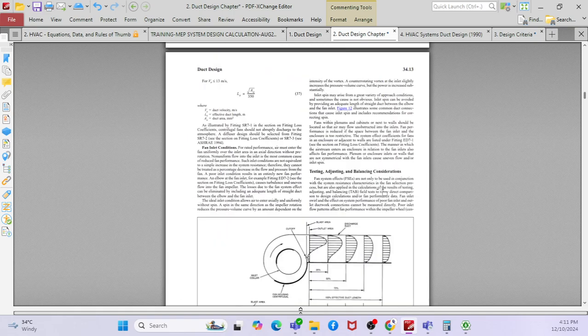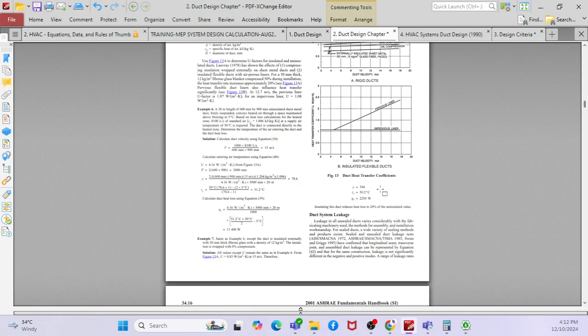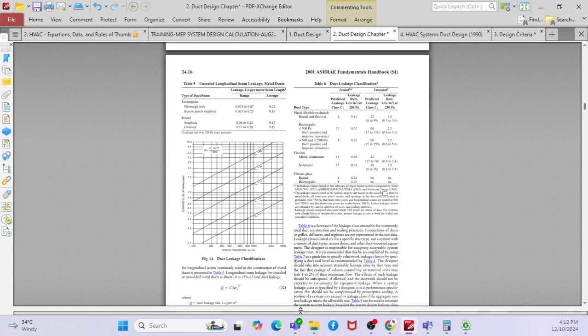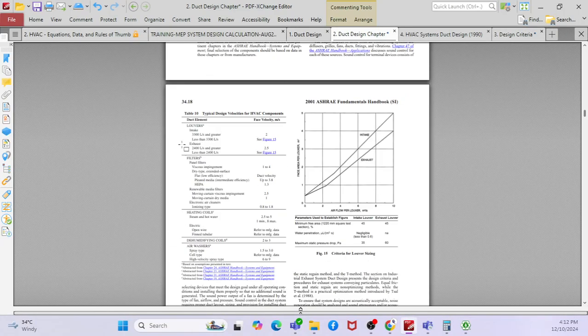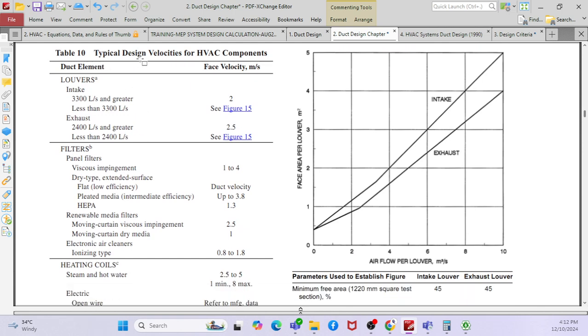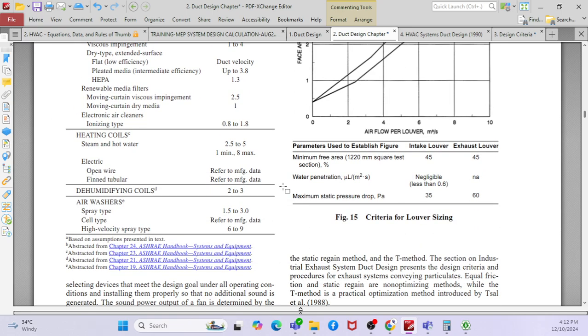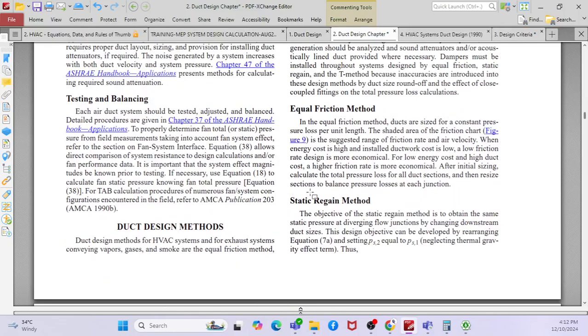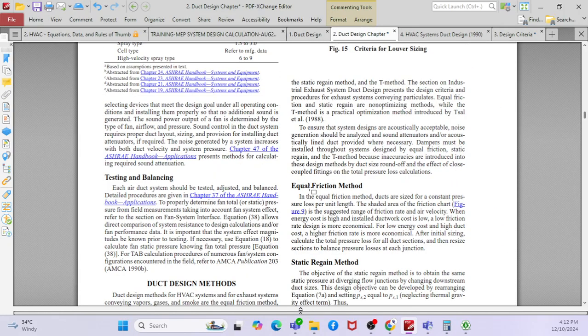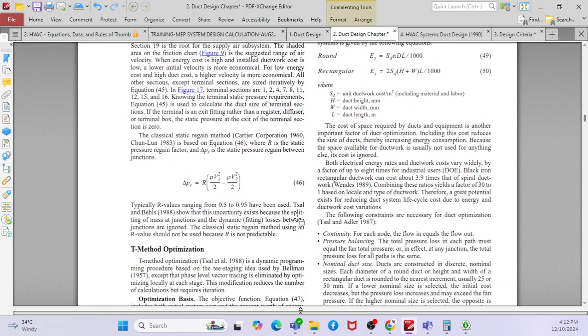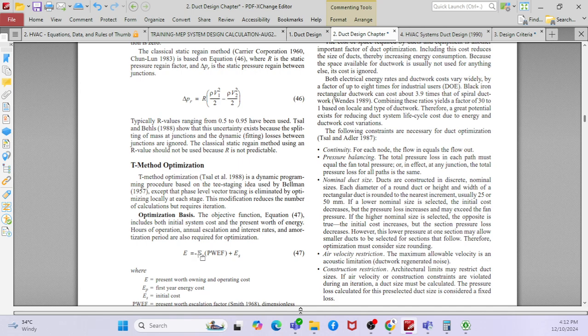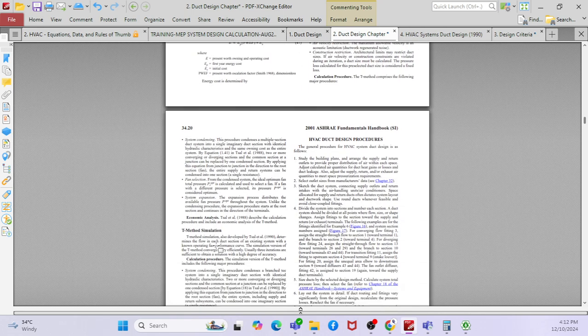Okay. If you go further down, here you can see the velocity. What are the typical design velocities for HVAC components, for louvers, for exhaust, for the filters, everything is given here. Okay, here you can see the duct design methods. There are different design methods: equal friction method, static regain method, T method, optimization, right? Yes.